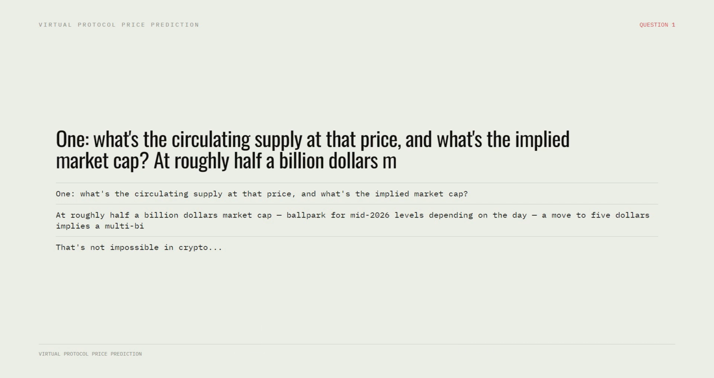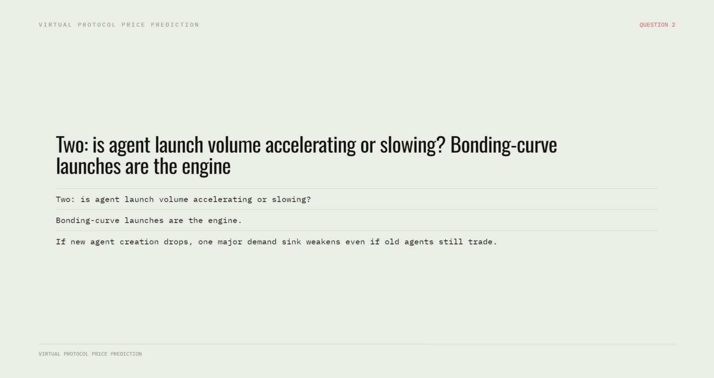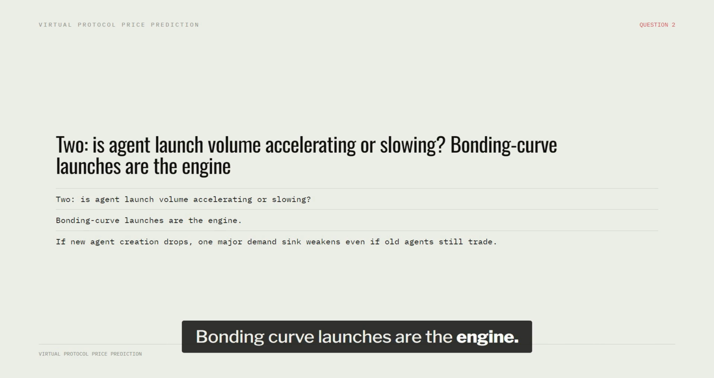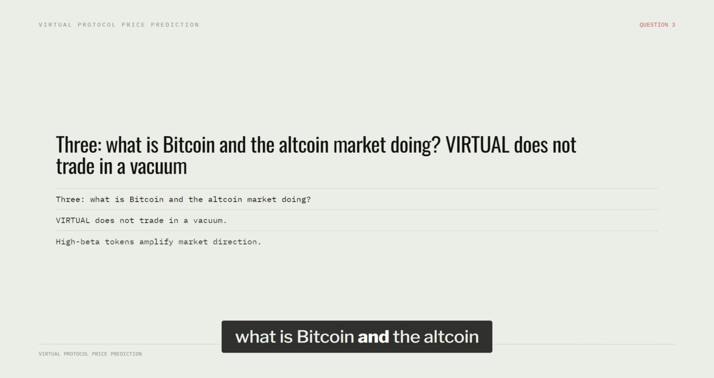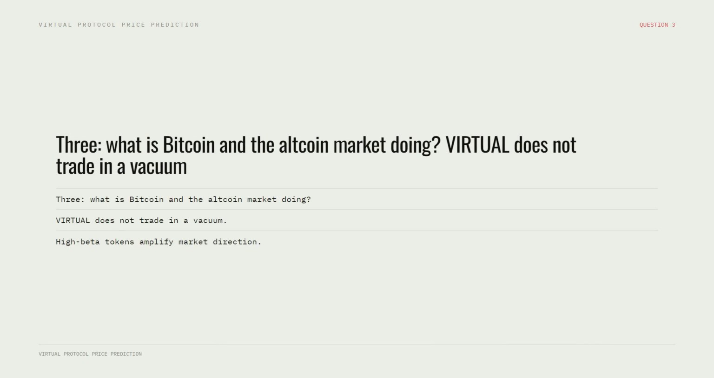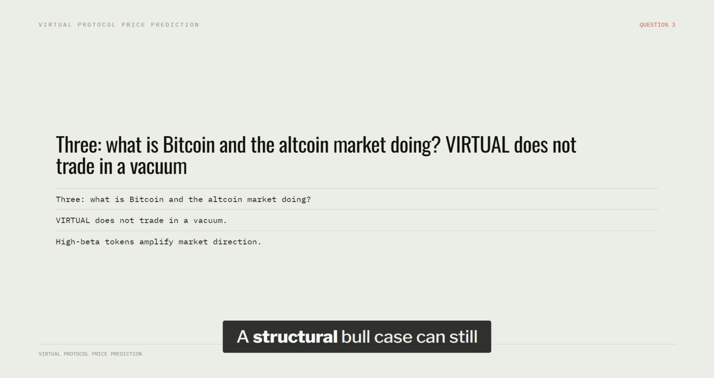2. Is agent launch volume accelerating or slowing? Bonding curve launches are the engine. If new agent creation drops, one major demand sink weakens even if old agents still trade. 3. What is Bitcoin and the altcoin market doing? Virtual does not trade in a vacuum. High beta tokens amplify market direction. A structural bull case can still lose to a macro bear market for months or years.